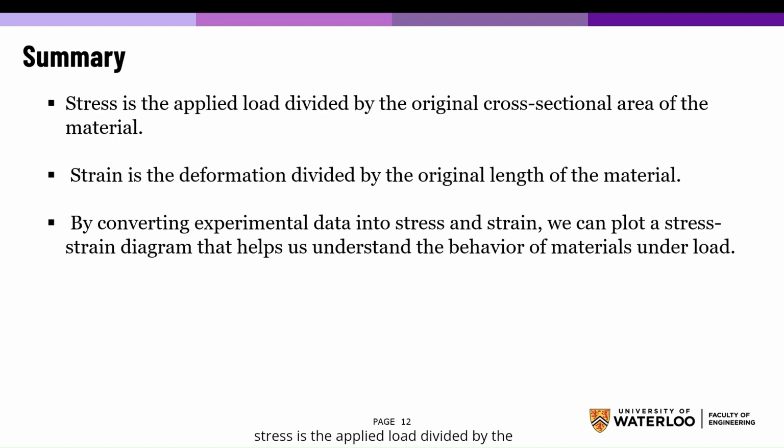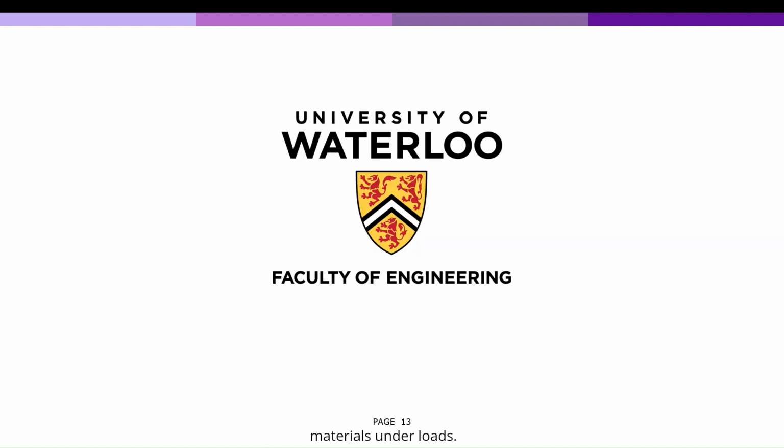In summary, stress is the applied load divided by the original cross-sectional area of the material. Strain is the deformation divided by the original length of the material. And by converting experimental data into stress and strain, we can plot a stress-strain diagram that helps us understand the behavior of materials under loads.